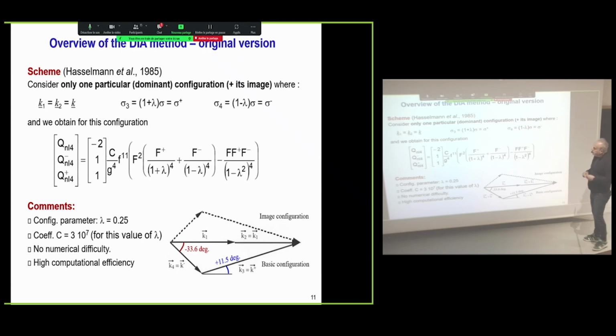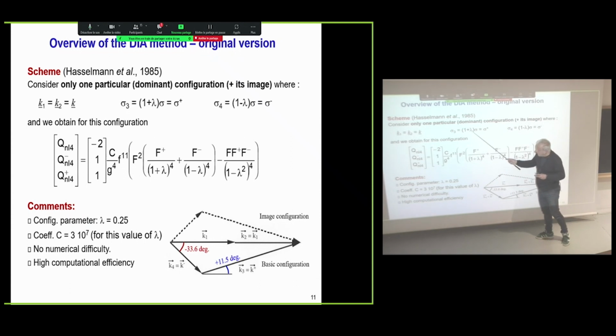The idea of the DIA is quite simple. Among all the possible interaction configurations, Hasselmann et al. only consider one particular configuration, which is assumed to be dominant, plus its image. They choose only one particular configuration, which is defined in this way. Two of the wave numbers are equal, k1 equals k2 equals k. And for the third component, sigma 3 is taken as 1 plus lambda times sigma, where sigma is the frequency associated with this k. And sigma 4 is taken as 1 minus lambda times sigma, which I call sigma minus.